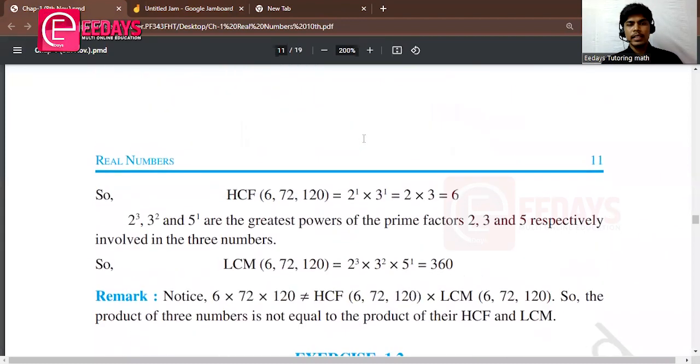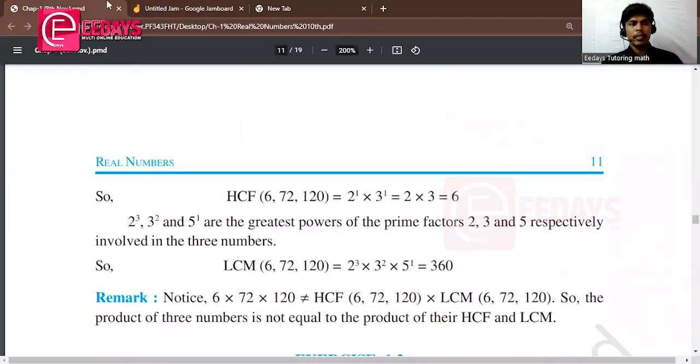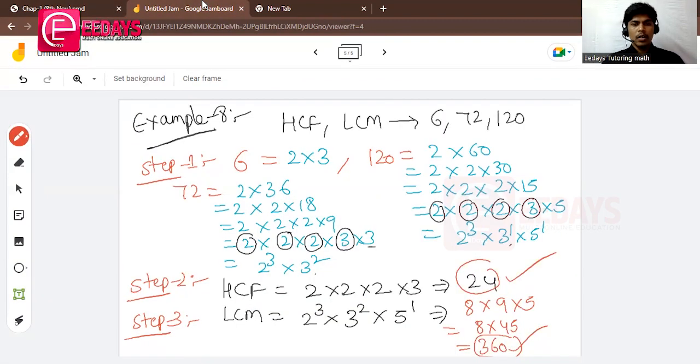LCM here is 360 and HCF here is 6. We got the same thing. One second, guys. I'm sorry. What happened here? We didn't consider 6 here. I mean, we didn't mark 6 here. So that's a mistake. That's why we got the HCF wrong. I didn't see that 6 is the number at the top. Now only the HCF got changed, not everything.